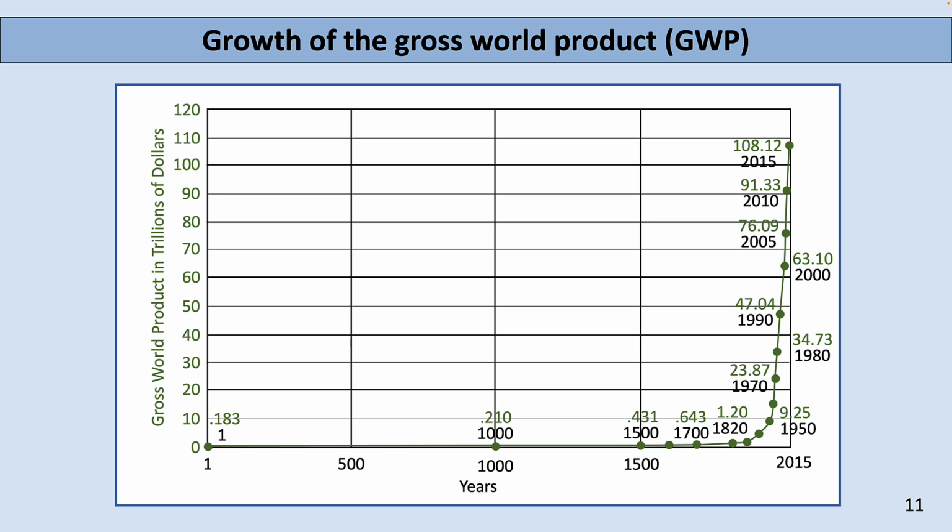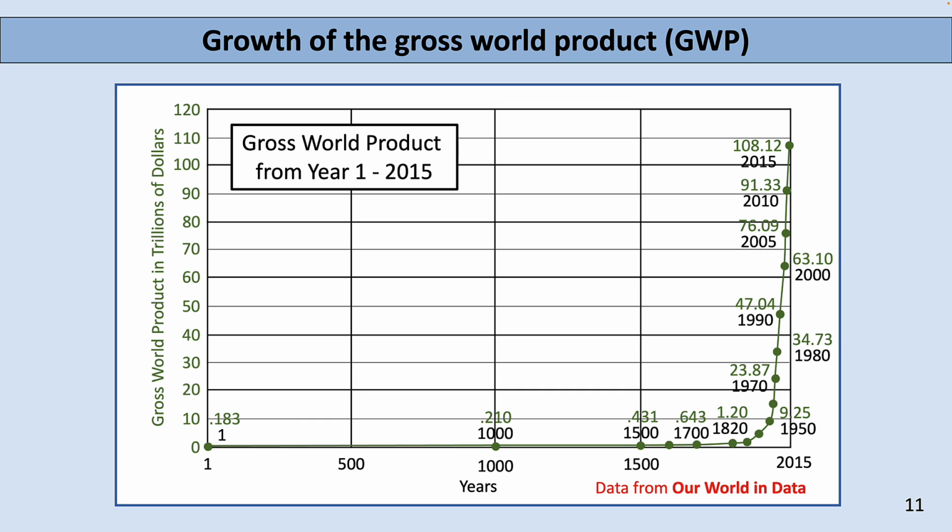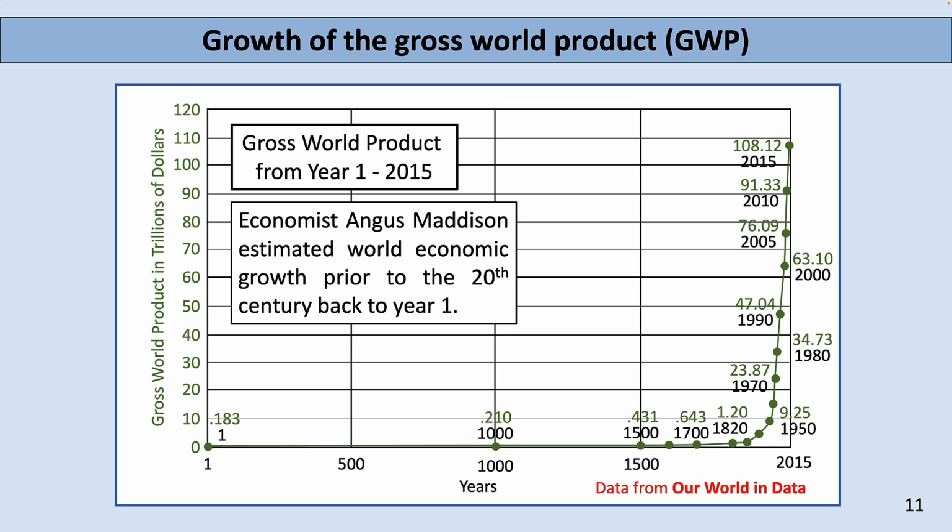Growth of the gross world product. The data on this slide and the next 3 slides are from Our World in Data. We will look at the gross world product from years 1 through 2015. Economist Angus Maddison estimated world economic growth prior to the 20th century back to year 1. The vertical scale in green is the gross world product in trillions of dollars. The scale goes from 0 to 120. The horizontal scale is elapsed time in years. The time span is from year 1 through 2015.